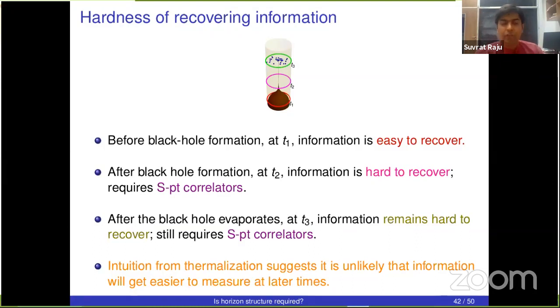In fact, if you were to use intuition from thermalization, it would suggest that it's very unlikely that the information actually becomes easier to measure at later times. Most likely, the system tends to thermalize even more at later times, and therefore determining its microstate becomes harder at T3 than it does at T2. So there is no sense in which the information is somehow easier to get at T3 than it is at T2. It's always hard to get after the black hole has formed.